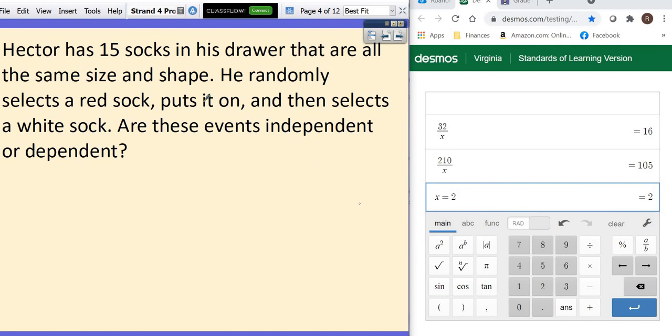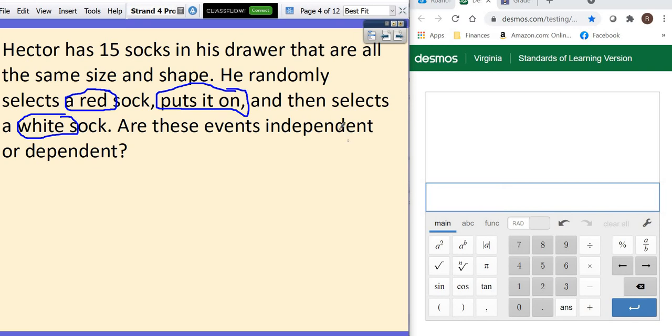We do. Hector has 15 socks in his drawer, so that's the total, 15 socks. They're all the same size and shape, and he randomly selects a red sock, puts it on, that means he is not putting it back, and then selects a white sock. Are these events independent or dependent? Well, if he puts it on, then the number in the drawer changes. So that's definitely dependent probability. If he chose a sock and put it back, then it would be independent. But since he put it on, didn't put it back in the drawer, definitely dependent.